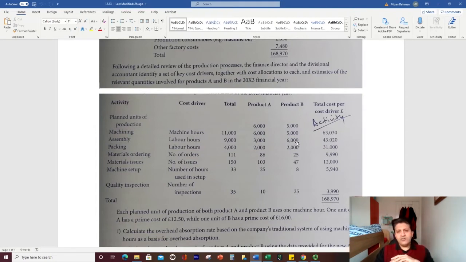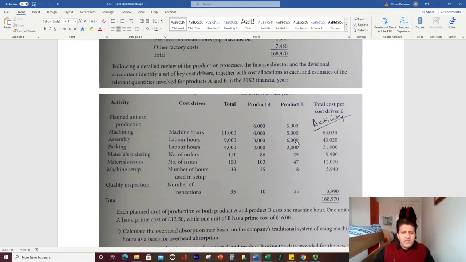We will be producing 6,000 of product A and 5,000 of product B. Then we have machining. The cost driver for machining is the machine hours. The more the machine runs, the more the cost is. The total hours for machines were 11,000, of which 6,000 were used for A and 5,000 were used for B. The total cost of running the machine is £63,030, for example lubrication, electricity, wear and tear, spare parts. This is the kind of cost which would go in the machining department.